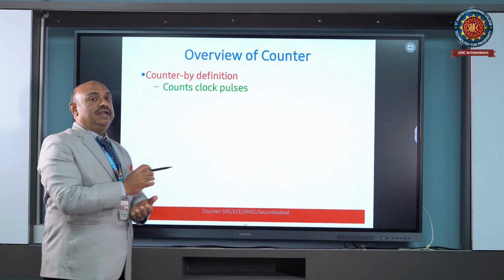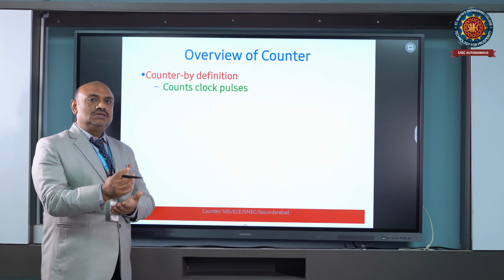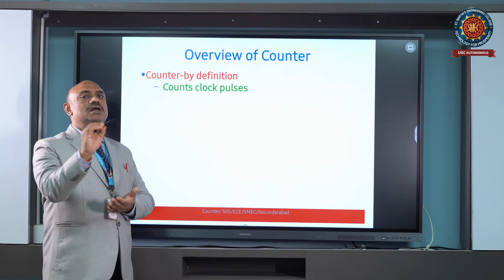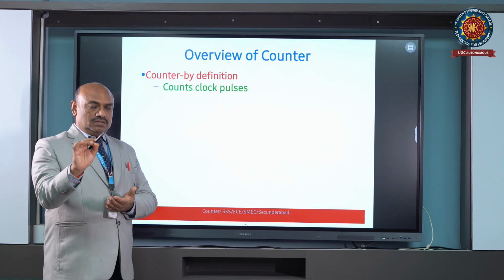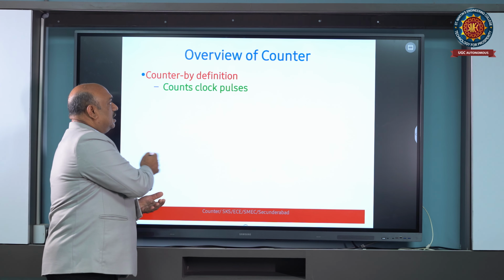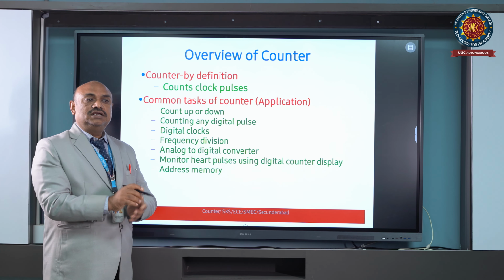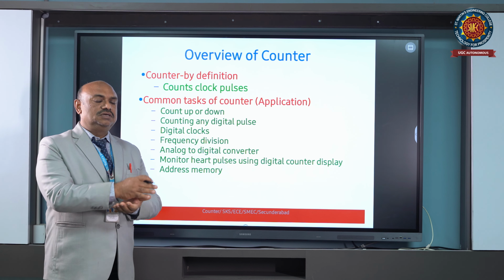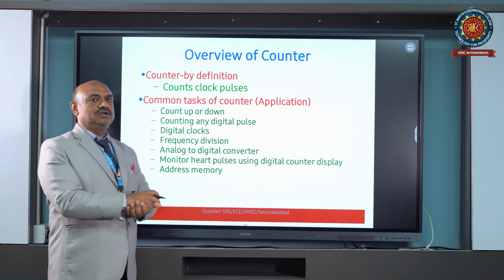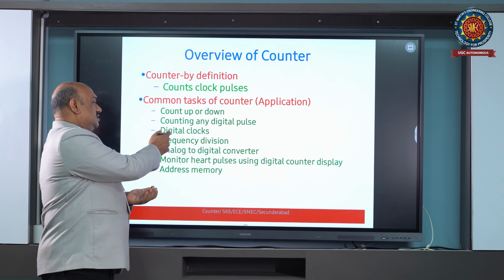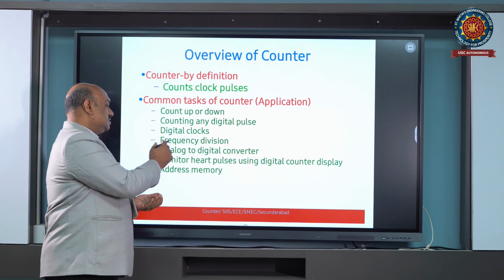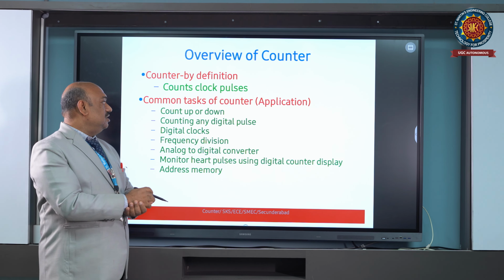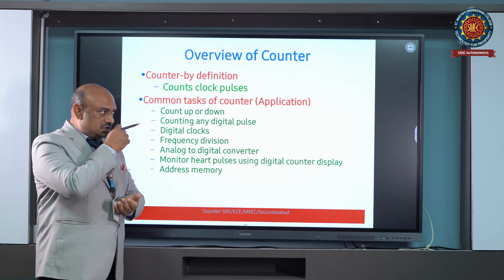A counter is an electronic device which counts pulses. Basically, it counts the pulses applied to the flip-flop, or applied to the pulse input of the counter. It has many applications. Even a pulse can be counted. If a counter is embedded with a sensor, then the heart pulse can also be counted. It is used in digital clocks, and can be used for frequency division, analog to digital converters, and addressing memory locations. So there are many applications of the counter.